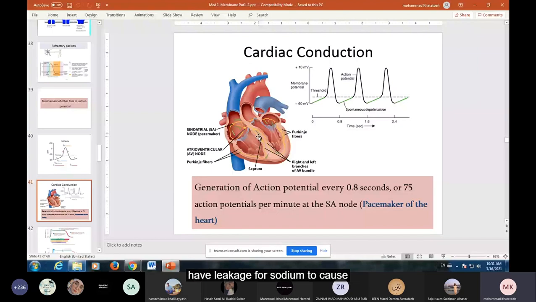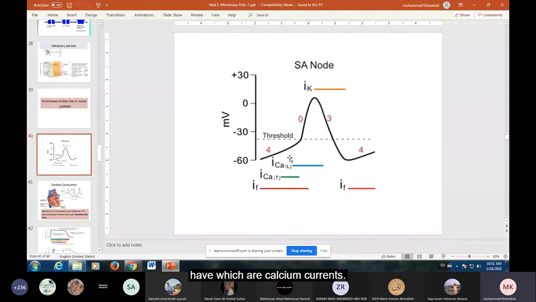So why does that happen? Because we have leakage of sodium to cause this slow depolarization, and we have other ions involved, other types of currents, which are calcium currents. That means we are activating calcium channels. At the threshold here, we are activating calcium channels actually. Even from the start of depolarization here, you are starting to activate the first type of calcium channels, which are called T-type, which are transient.